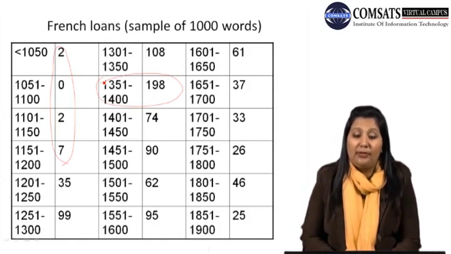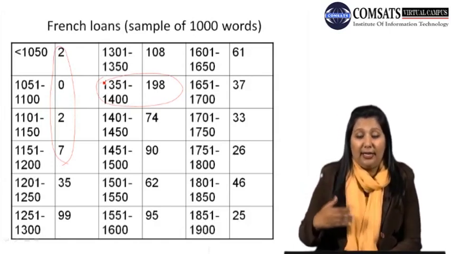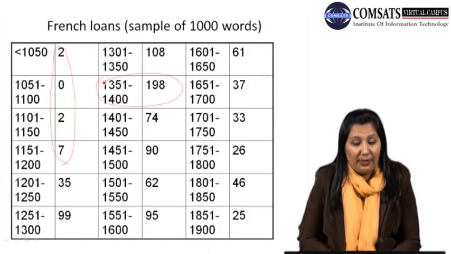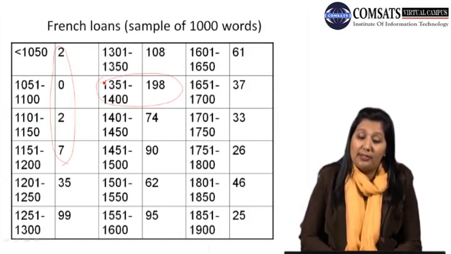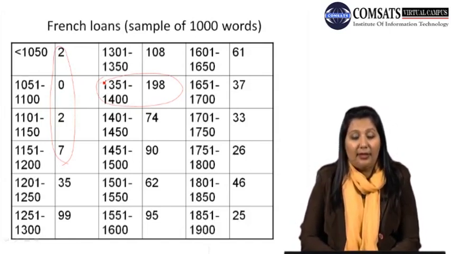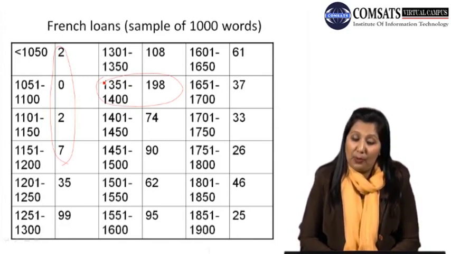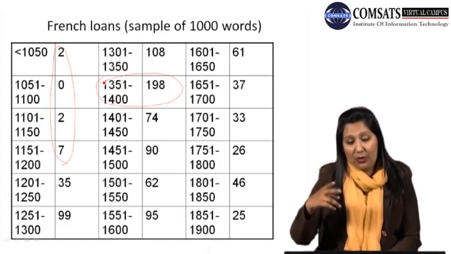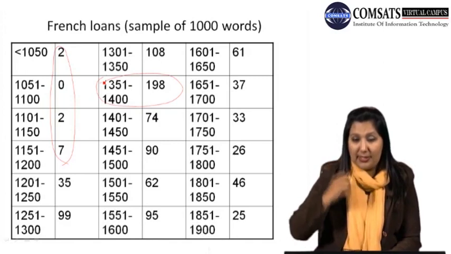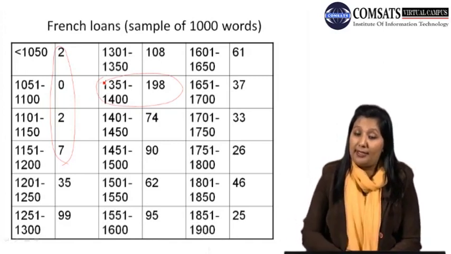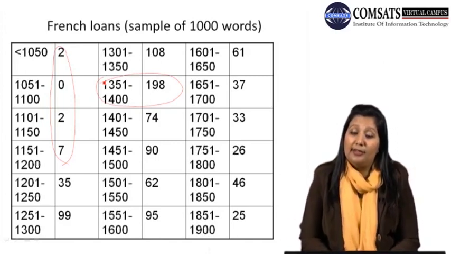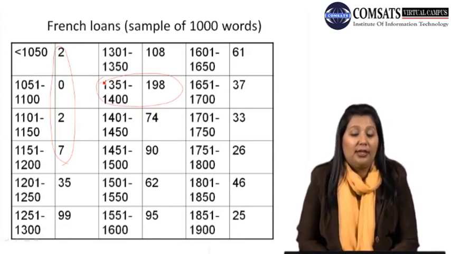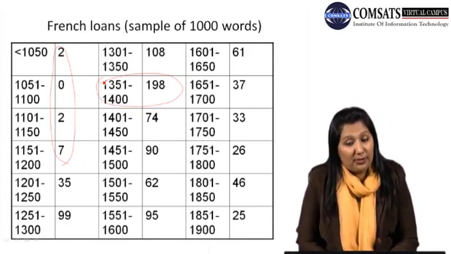From 1401 to 1450, again it started declining. It's 74. 1451 to 1500, it's 90. 1501 to 1550, it's 62. 1551 to 1600, it's 95. Again, a bit of a rise. Rise and fall is going on. 1601 to 1650, it is 61 words. 1651 to 1700, they have declined to 37 words.